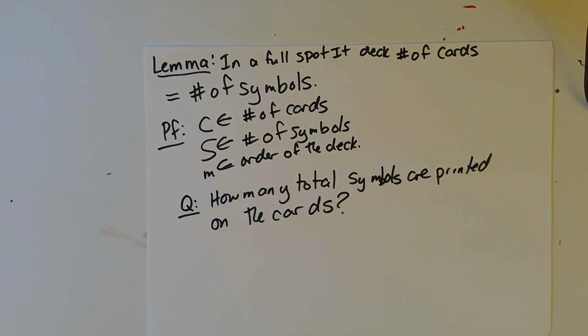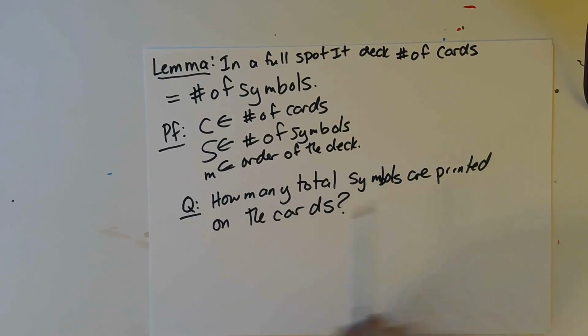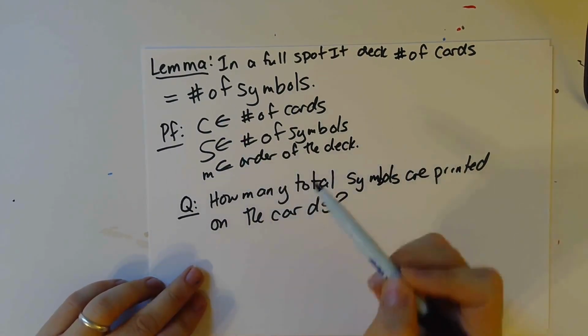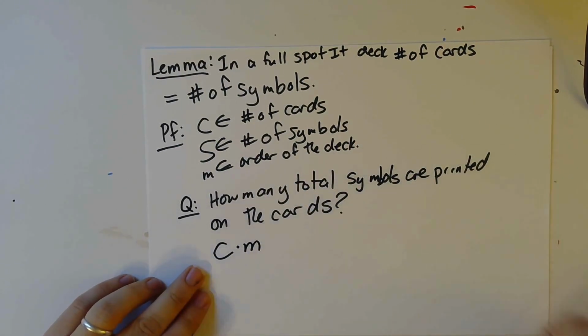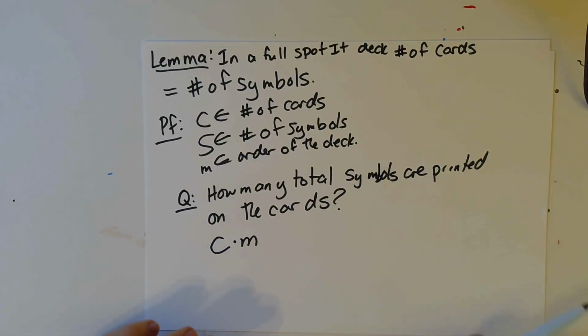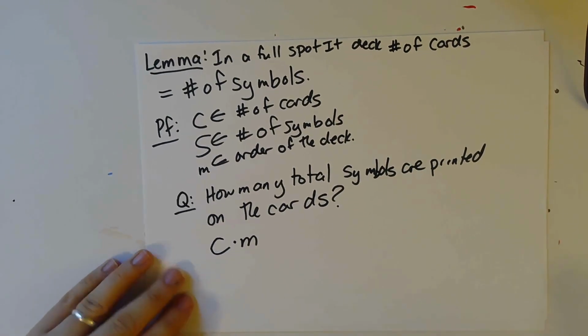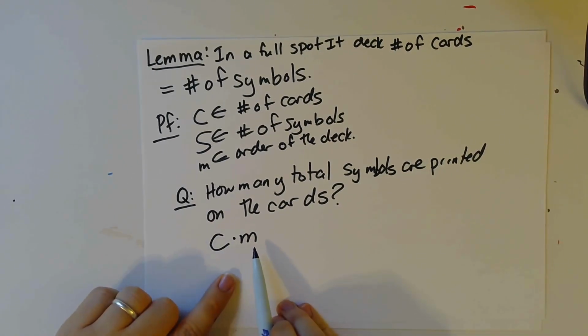So here, I'm talking about the number of printed symbols, not just the number of different symbols. And so, for example, every card has M symbols on it. So one answer here is C times M. So, for example, in our deck of 57 cards with 8 symbols on each card, how many total printed symbols are there? Well, there's 57 times 8. But in general, there's however many cards there are times however many symbols are on each card.